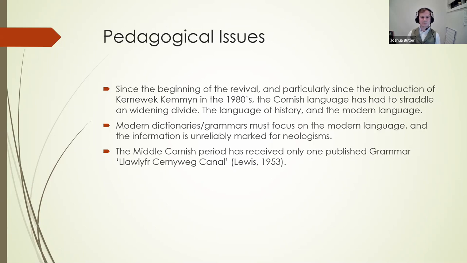Modern grammars and dictionaries must and should focus on the modern language, and the information is unreliably marked for neologisms. It's a bit weird saying neologism when anything in a 400 year period is new, but they're not reliably marked for innovation. And the Middle Cornish period itself has only received one published grammar, Lyver an Kernewek Kemmyn by Lewis in 1953. My personal communication with other scholars in the area has indicated that even a direct translation of the book does not match what we know about the language. I mean, it is tiny. You can get through it in an afternoon.